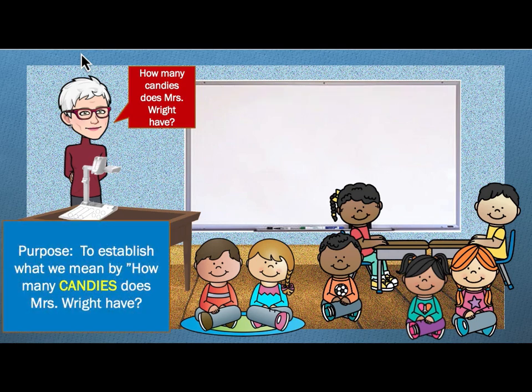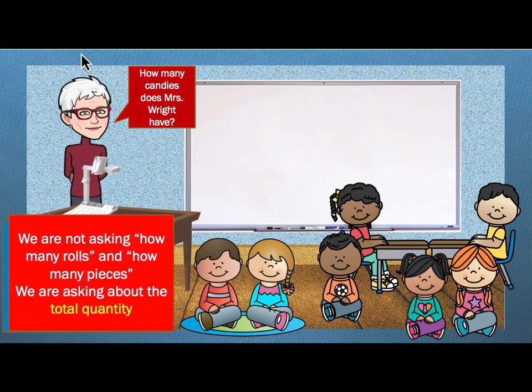Now, the purpose of this task is to establish what we mean by the question, how many candies does Mrs. Wright have? The answer is 34. In other words, we are not asking students to report that there are 3 rolls and 4 pieces. We are asking about the total quantity. Children have to recognize which items represent rolls, units of 10, and which represent pieces, units of 1. And they have to be able to use those 2 different types of units to figure out the quantity, to figure out that if you put 3 10s together with 4 1s, you get 34.